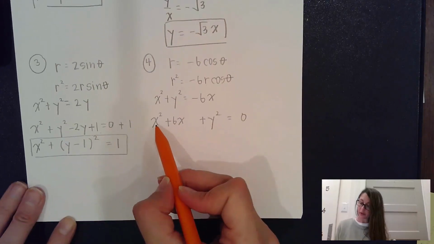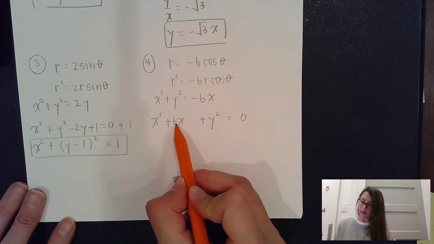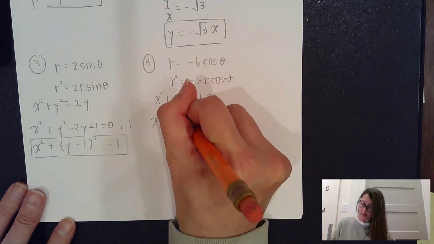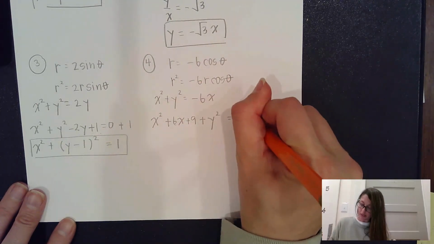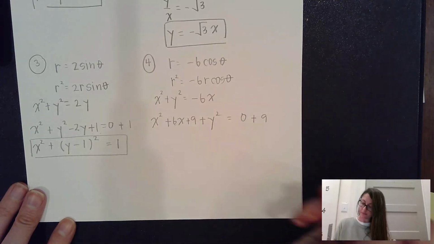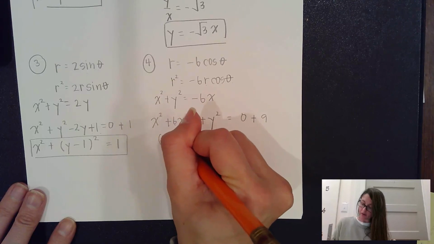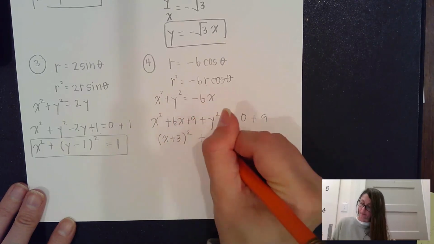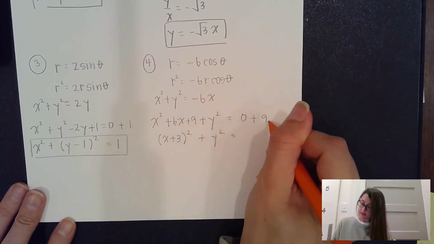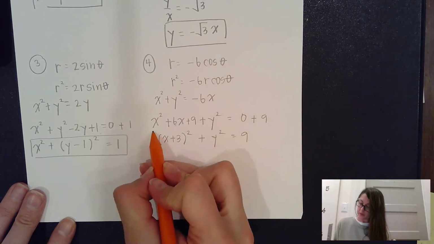So I want to complete the square here, so I'm going to take half of b, so half of 6 is 3. 3 squared is 9, so I'm going to add 9 to both sides. So I'm going to factor this, so this will be x plus 3, all of that squared, plus y squared is going to be equal to 9. So there we go.